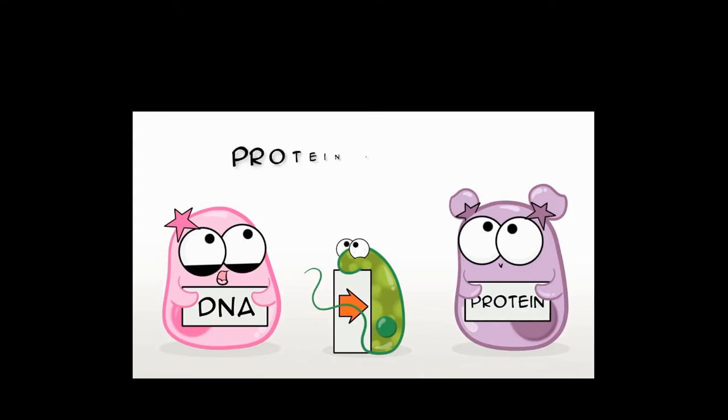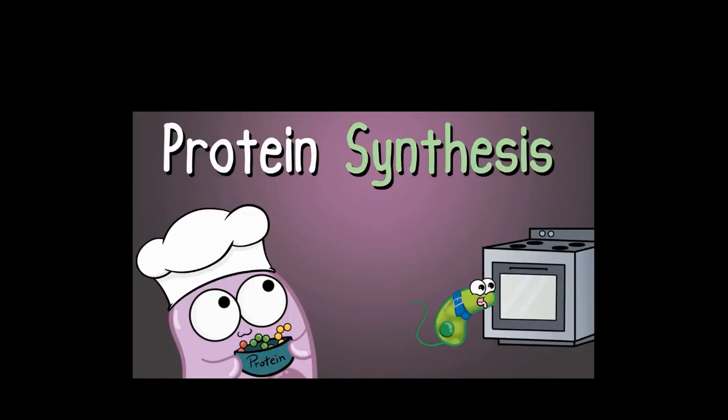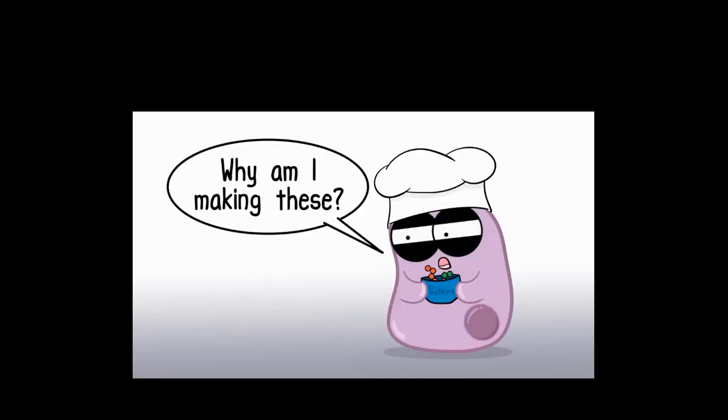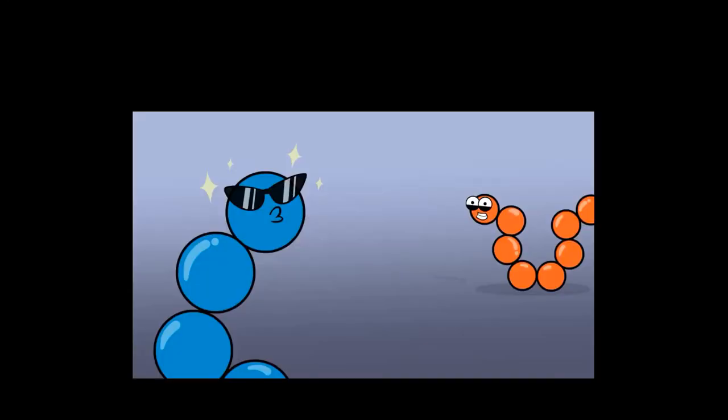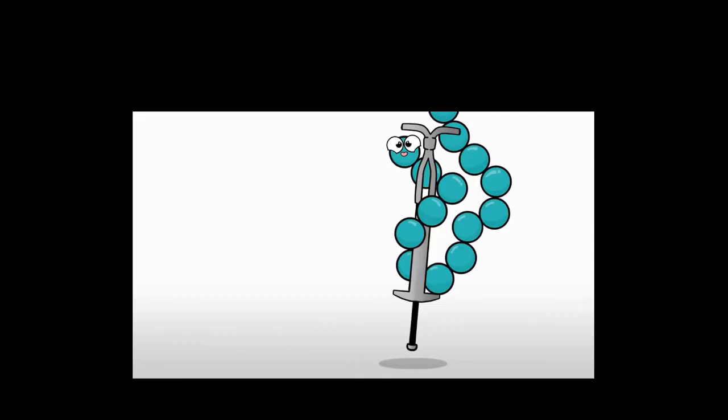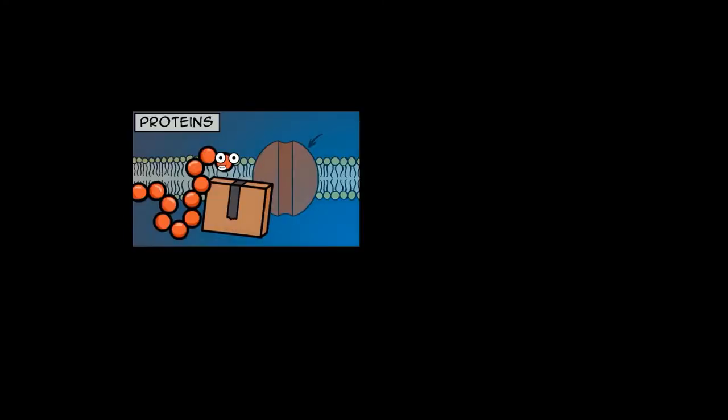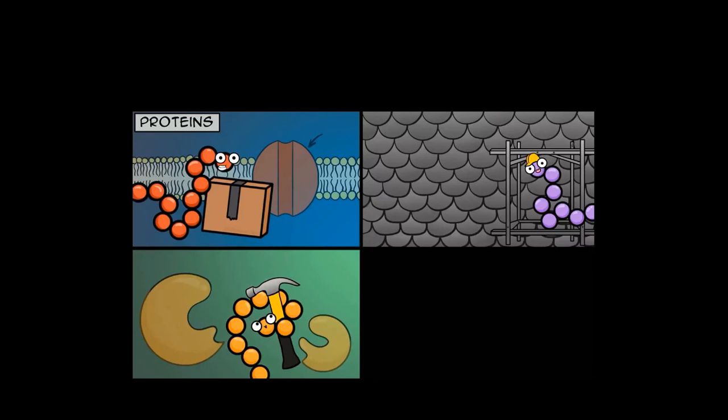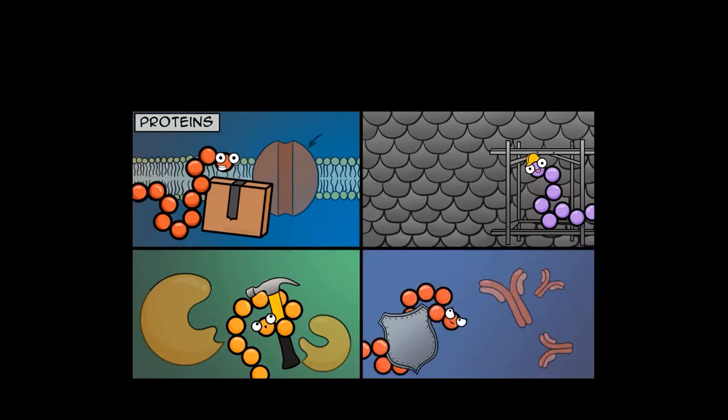This process is called protein synthesis. Synthesis essentially means to make something. So protein synthesis means to make protein. And you may wonder, what's the big deal about proteins? Well, you may not realize this, but proteins are kind of a big deal. They do all kinds of things. Proteins are involved in transport, in structure, in acting as enzymes that make all kinds of materials, in protecting the body, and so much more.